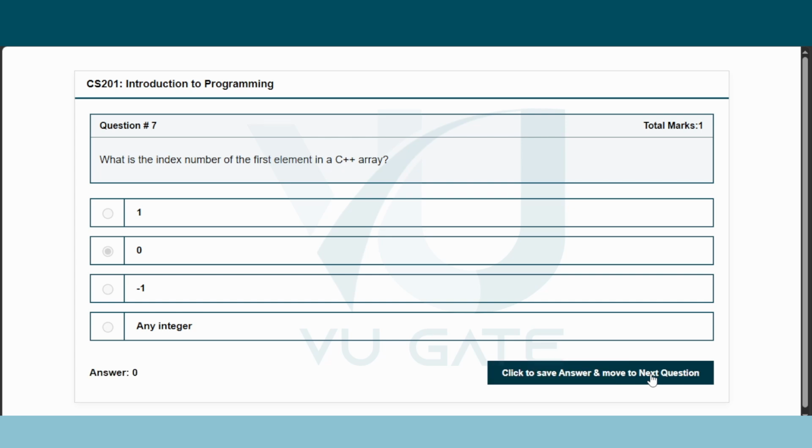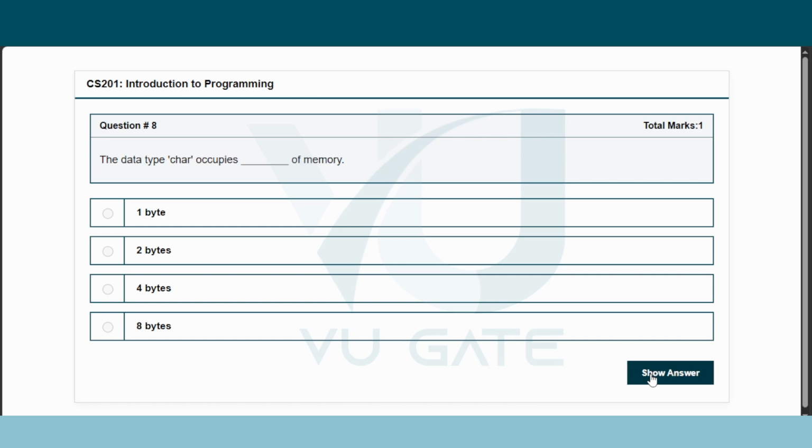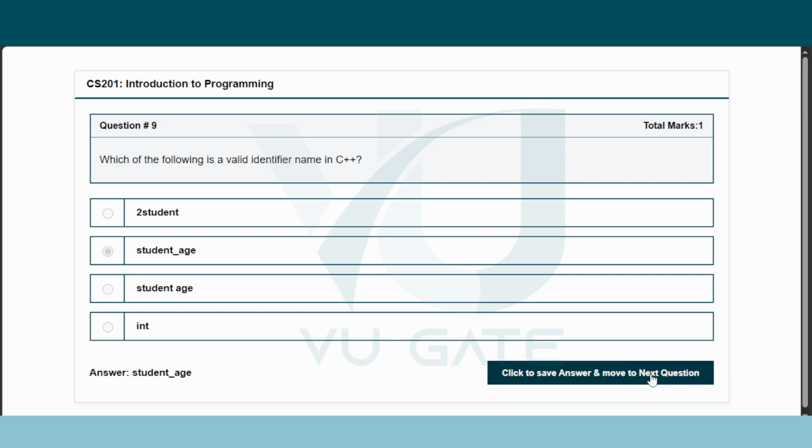Now for question number 8. The data type char occupies blank of memory. The correct answer is 1 byte. Let's move to the ninth question. Which of the following is a valid identifier name in C++? The correct answer is student_age.